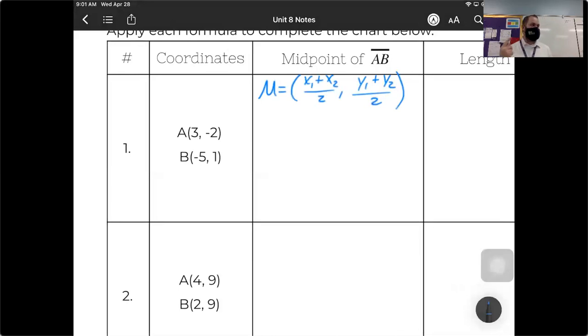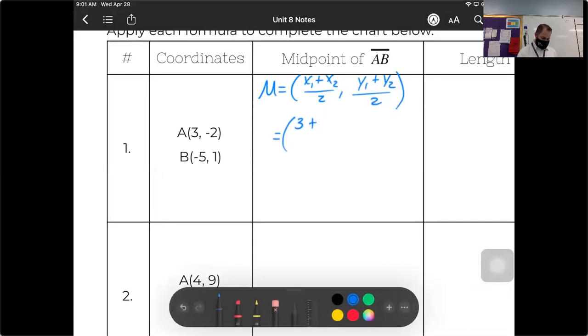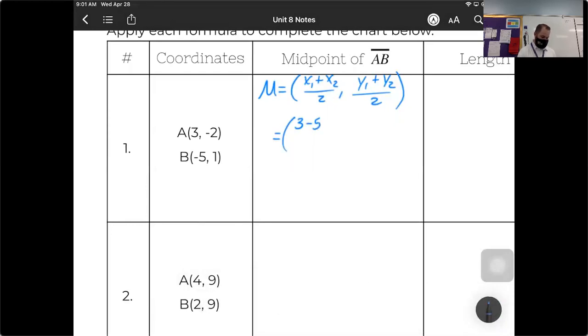So what's our first x that we have? Okay, so when I go to plug this in, that would be 3 plus, what's the other x? So we actually don't even write it as plus 5 or plus -5, we write it as -5 then. Plus negative means minus. And then we divide that by 2. What's our first y? -2, and then we add our second y to that. And then we just start to simplify these.